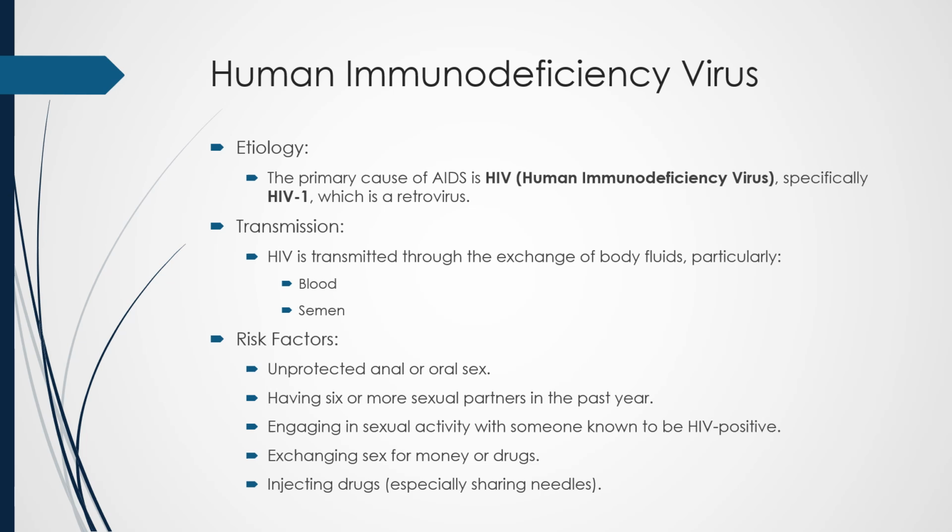The primary cause of AIDS is HIV, specifically HIV-1, which is a retrovirus. HIV is transmitted through the exchange of body fluids, particularly blood and semen. Transmission is not associated with casual contact. Unprotected anal or oral sex is considered high-risk behavior. Also, having 6 or more sexual partners in the past year, engaging in sexual activity with someone known to be HIV positive, exchanging sex for money or drugs, and injecting drugs.